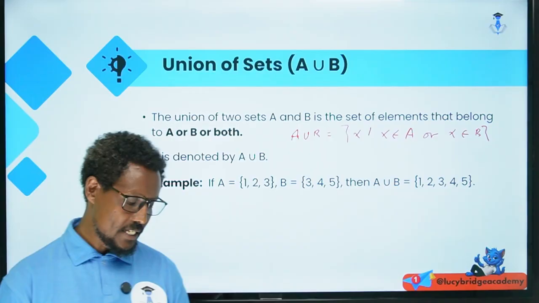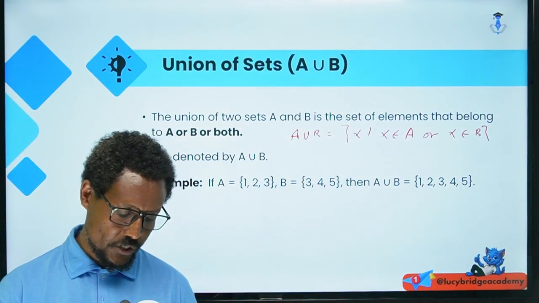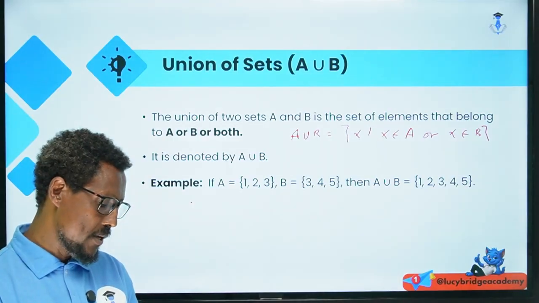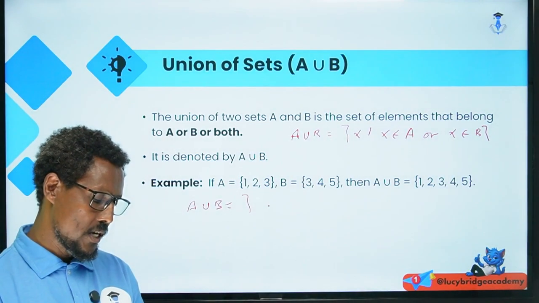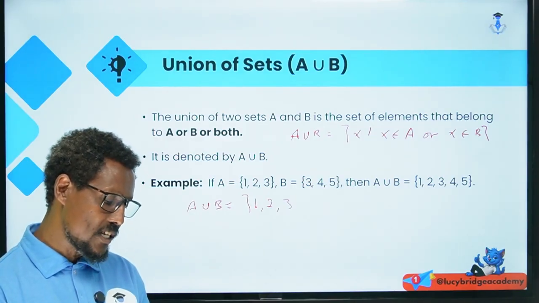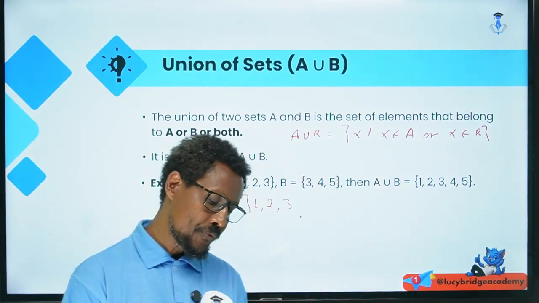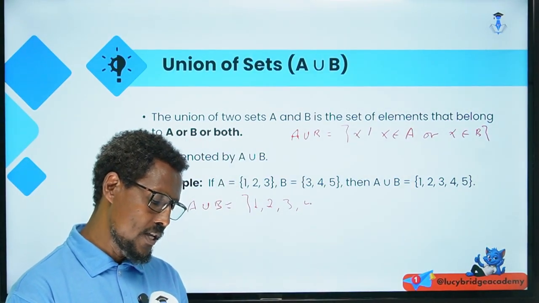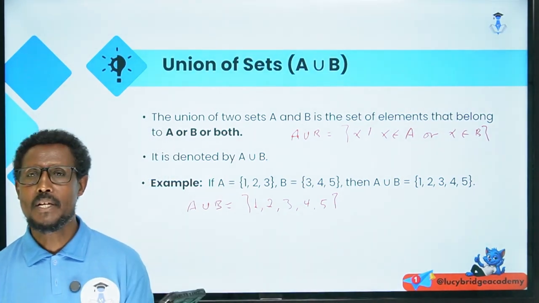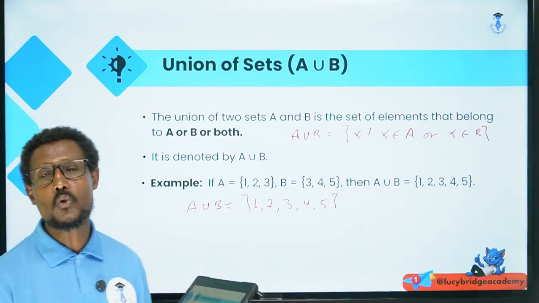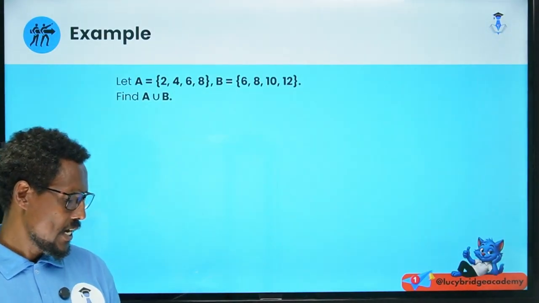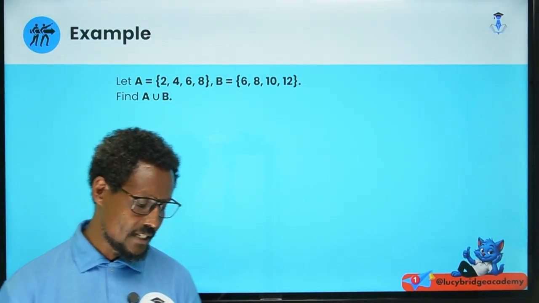Okay, example: if A is equal to {1, 2, 3}, B is equal to {3, 4, 5}, and you are asked to find A union B, which is {1, 2, 3, 4, 5}. Look, A union B is equal to: 1 is in A, 2 is in A, 3 is in A, again 3 is in B and we do not write it again, 4 is in B and 5 is in B. That is their union. It means taking all the elements in A and in B, but we do not write an element again. So this is called A union B.